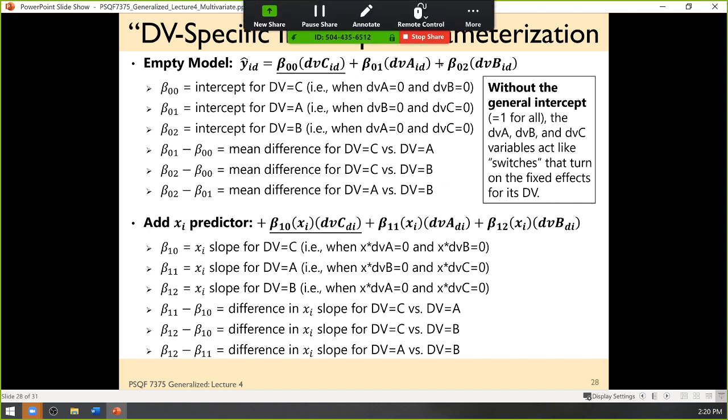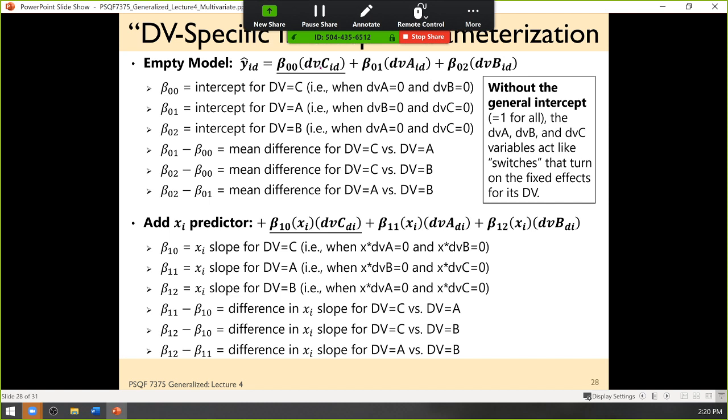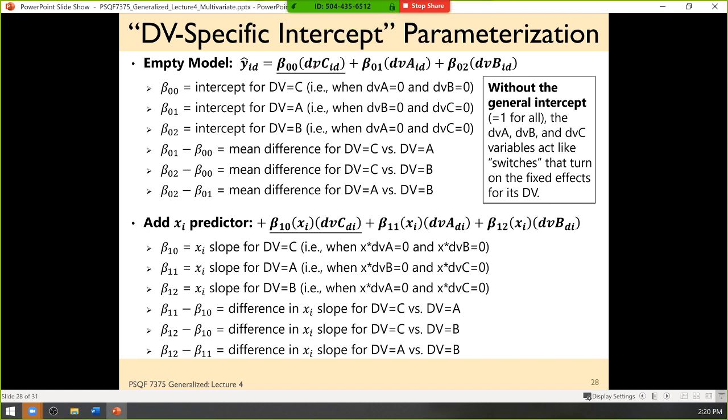These all become your intercepts. So beta 0 is turned on, so to speak, when the row that you're predicting has DVC equal 1. If it's any other DV, then this term is gone. And likewise for these. So these DV-specific dummy codes act like switches. Beta 0 is a set of ones anytime you're talking about C. So it's a C-specific intercept.